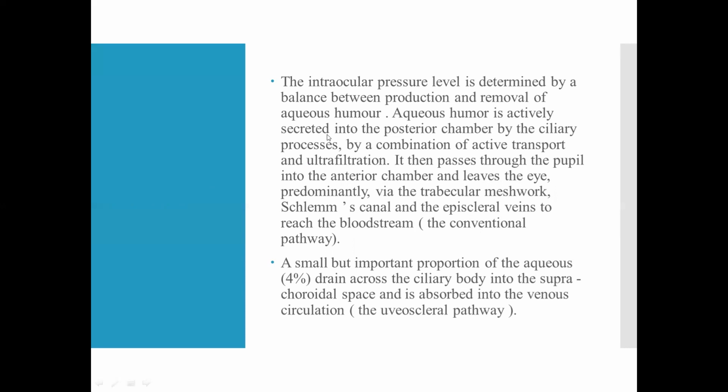Aqueous humor is actively secreted in the posterior chamber by the ciliary processes by a combination of active transport and ultrafiltration. It then passes through the pupil into the anterior chamber and leaves the eye predominantly via the trabecular meshwork, into Schlemm's canal, and the episcleral veins to reach the bloodstream, which is the conventional pathway. However, a small but important proportion of the aqueous, about 4%, drains across the ciliary body into the suprachoroidal space and is absorbed into the venous circulation, which is the uveoscleral pathway.